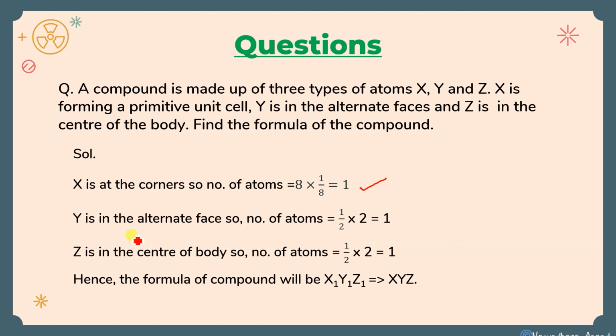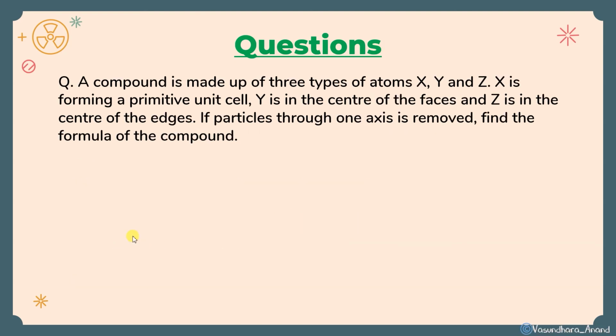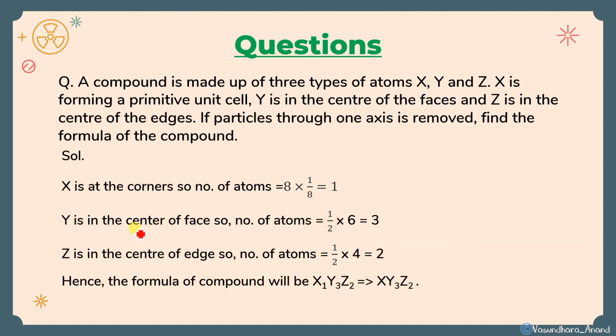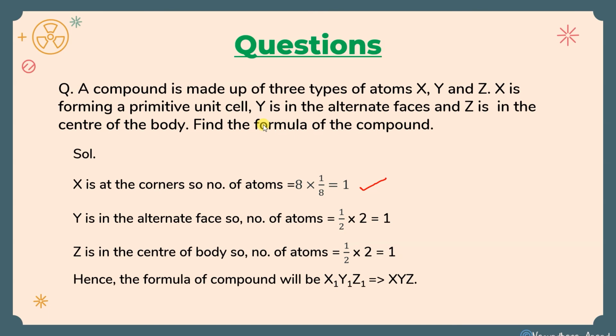Now the alternate face. So the number of atoms will be 1 by 2 into 2, because as I have explained, whenever we talk about alternate faces it will be only 2. Yes, 1. And Z is in the center of the body. So that means this will be 1 only. Na?